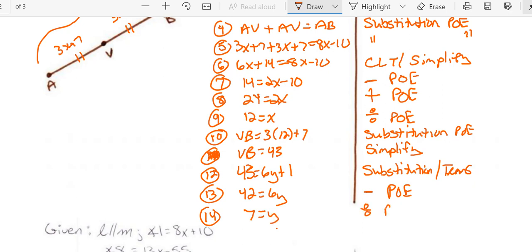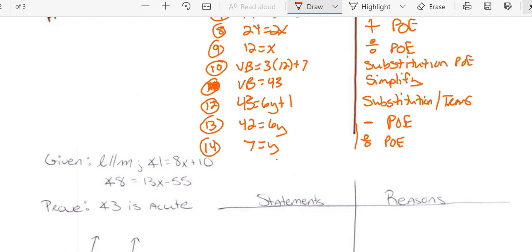Division property of equality. Again, that's way more elaborate than I would give you something. If I did give you something with the midpoint, they would probably both have x's, wouldn't be different variables. All right, next one.